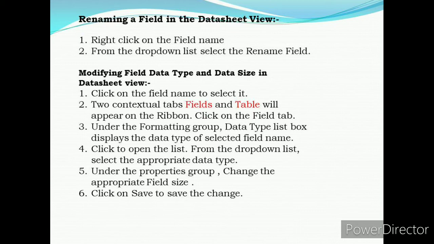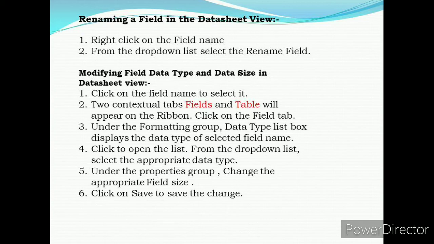Renaming a field in the datasheet view, here are the steps. Right click on the field name. From the drop down list, select rename field. It's quite simple. Now we are trying to understand how we can change the data type and data size in datasheet view. So here are the steps. Click on the field name to select it, whatever field you want to select.